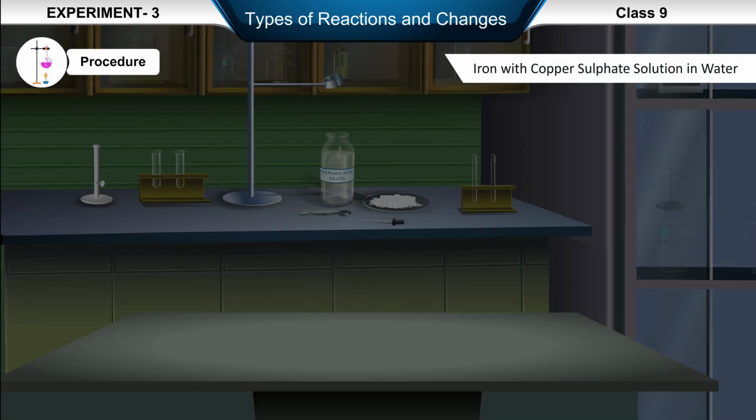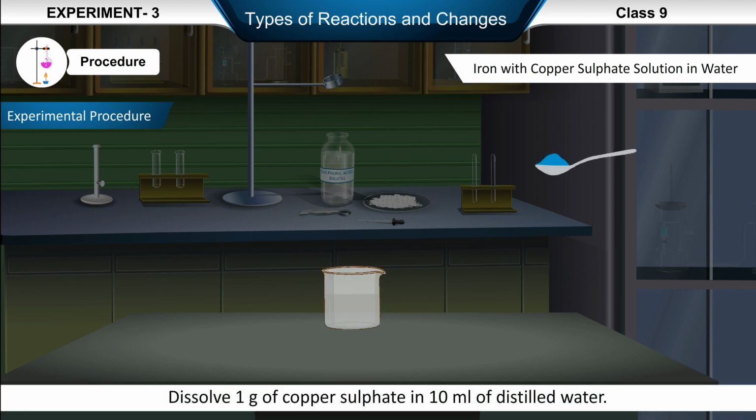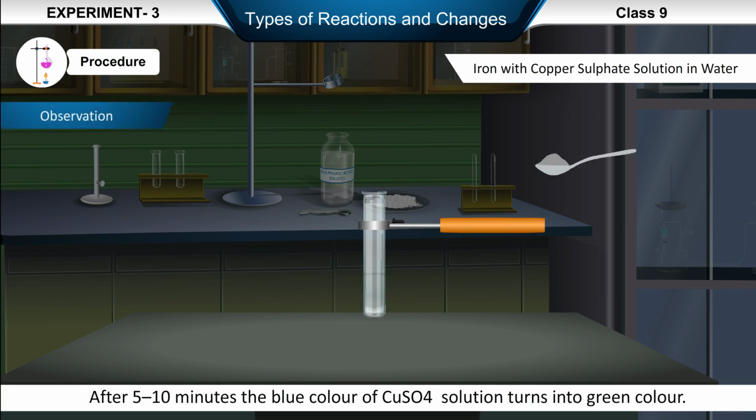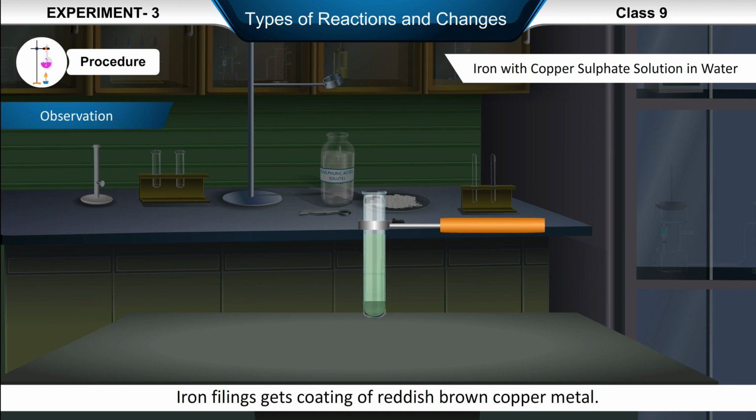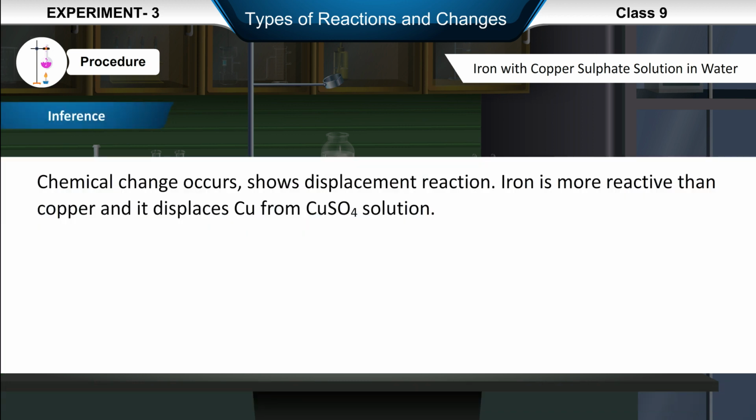Procedure 1. Iron with copper sulfate solution in water. Experimental procedure: dissolve 1 gram of copper sulfate in 10 milliliters of distilled water. Observation: after 5 to 10 minutes, the blue color of CuSO4 solution turns into green color. Iron filings get a coating of reddish brown copper metal. Inference: chemical change occurs, showing displacement reaction. Iron is more reactive than copper and it displaces Cu from CuSO4 solution.